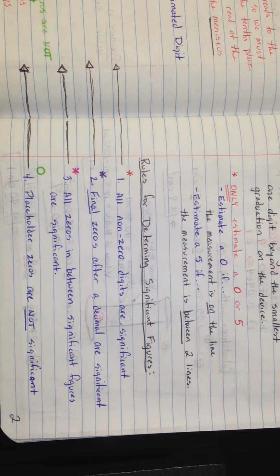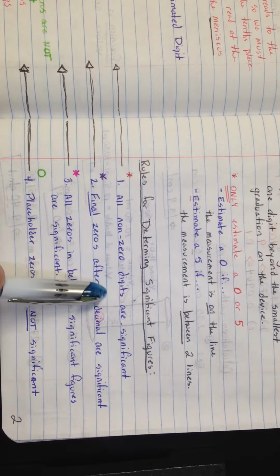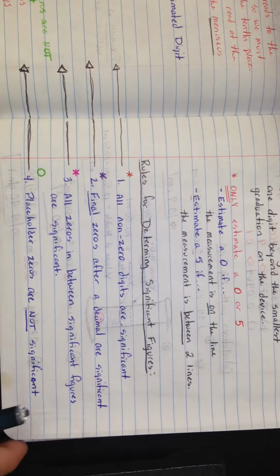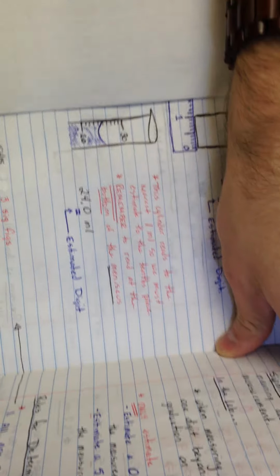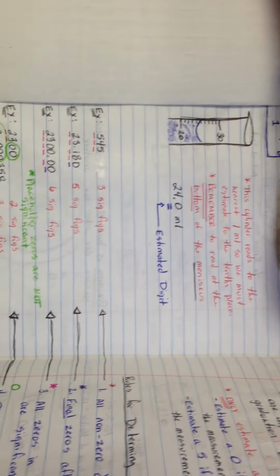So we have 4 rules that we're going to use to determine whether or not a digit is significant. The first rule is that all non-zero digits are significant. And if we go to the left side of the notebook, we're going to look at examples for each one of these.